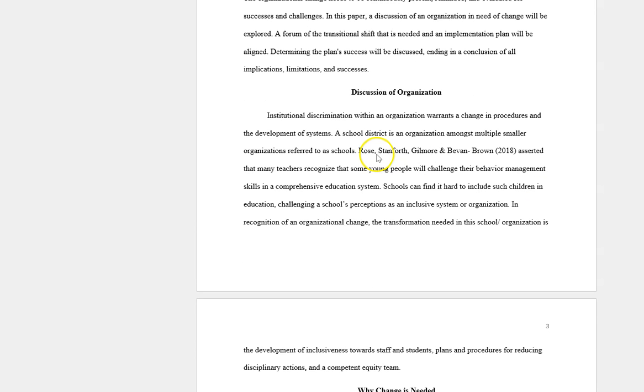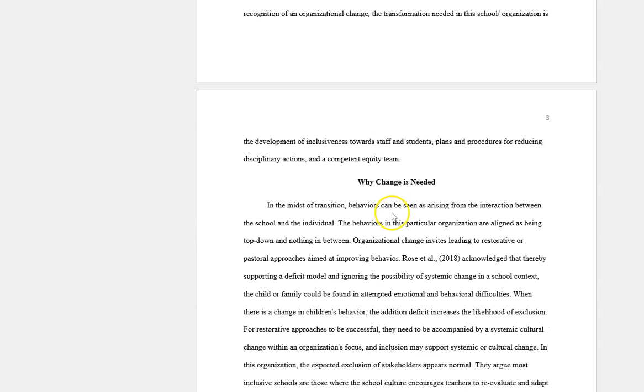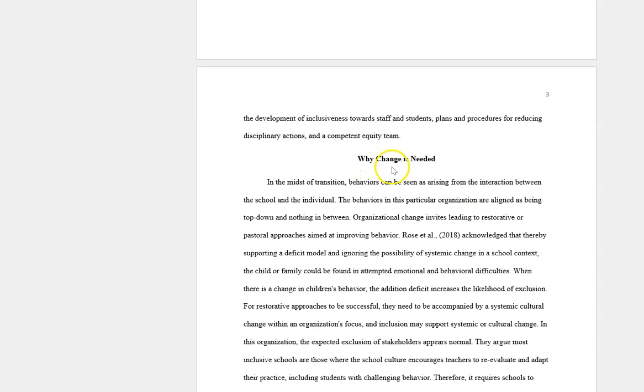This particular author is writing about institutional discrimination, and she has supported some sources about, looks like, students and teachers. Why the change is needed. Again, it's a level 1 heading. It's one of the things that the syllabus was asking for. Level 1 heading, of course, is centered and bold with all the major words capitalized.